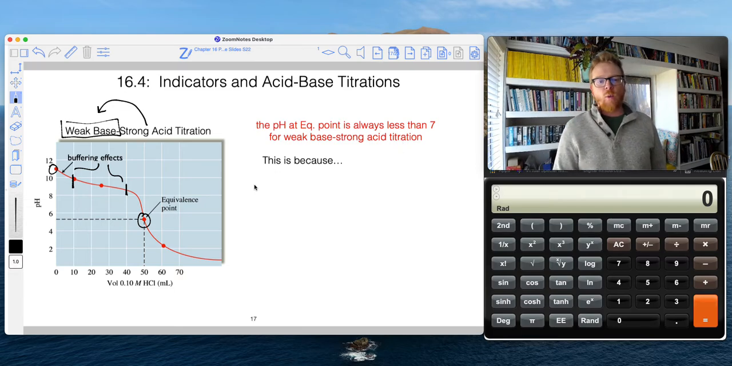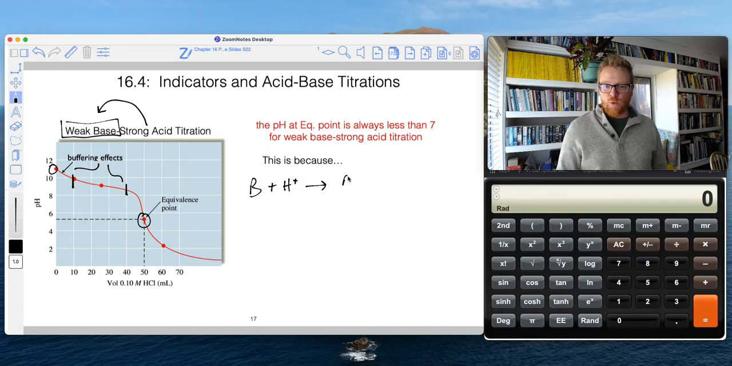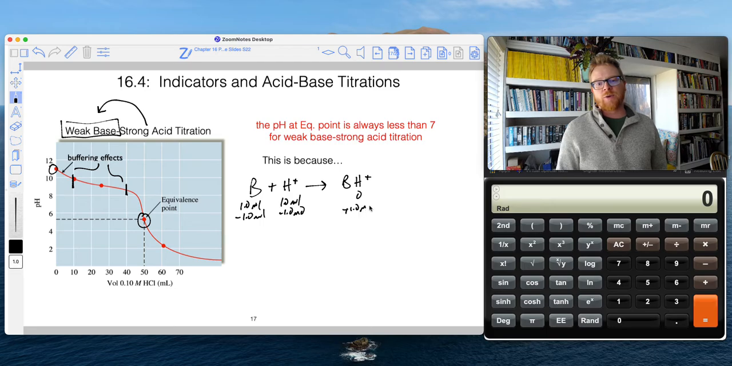And why is that? Well, once again, if we imagine starting with our weak base and we're adding strong acid to it, we know that that's a complete reaction. That reaction is going to go forward all the way until we've completely run out of both base and H+. So once again, if we had 1 mole of this and 1 mole of this and 0 of this, then all of this would react, all of this would react, and now we would create some amount of my conjugate acid. Okay, so that zeroes out, and now I've got 1 mole of this.